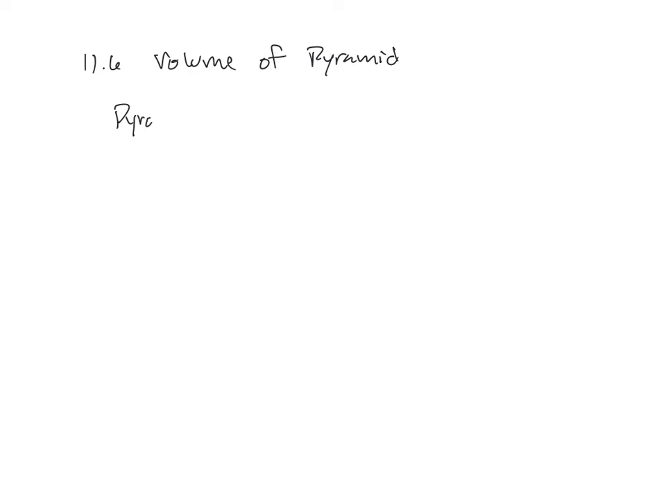For a pyramid, very similar to the cylinder and prism. The formula for those was area of the base times height. For our pyramids, we still are going to use the area of the base and the height. We're just going to have 1/3. Remember that the uppercase B means area of the base.